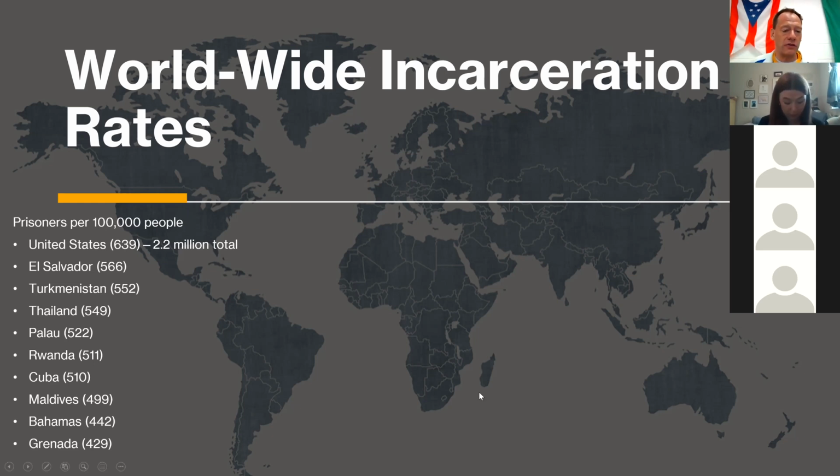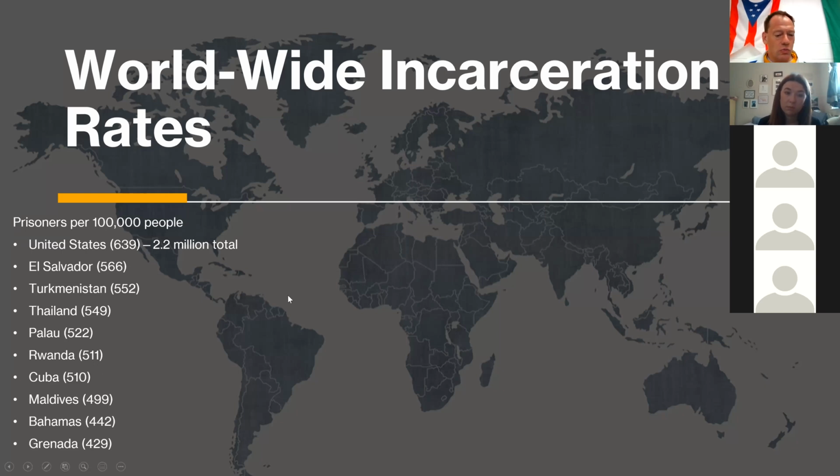Okay, so for every 100,000 people in the United States, there are 639 people in jail. We have 2.2 million people incarcerated in the United States. Roughly half of those are repeat offenders, not necessarily for the same crime, but they've been in jail before. The next closest nations are El Salvador, Turkmenistan, which used to be part of the Soviet Union, Thailand, Palau, an island in the South Pacific, Rwanda, Cuba, Maldives, Bahamas, and Grenada. By the way, Cuba, Bahamas, and Grenada are islands in the Caribbean. I'm sorry, the Maldives are off the coast of Africa.